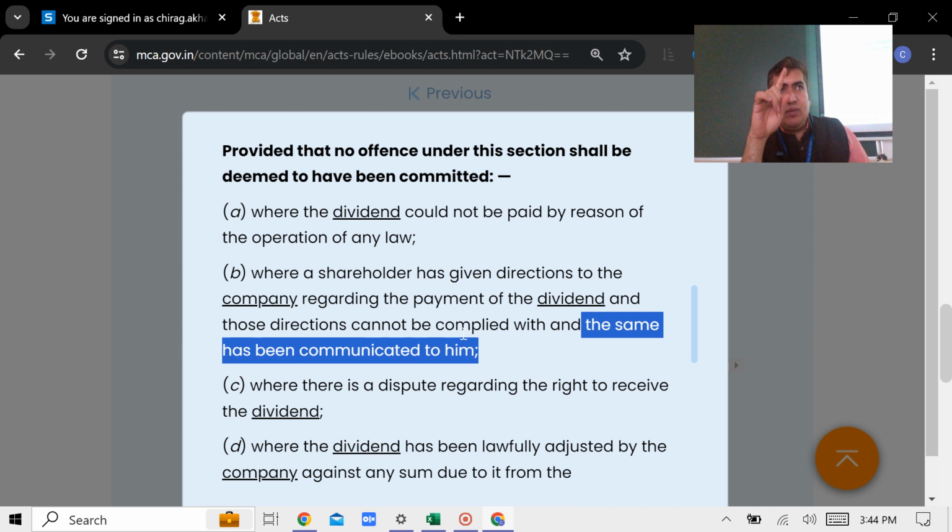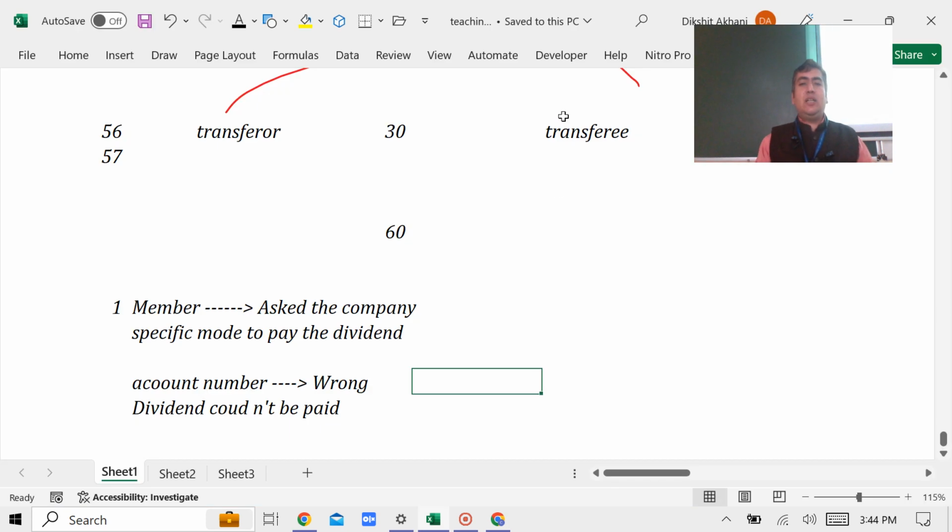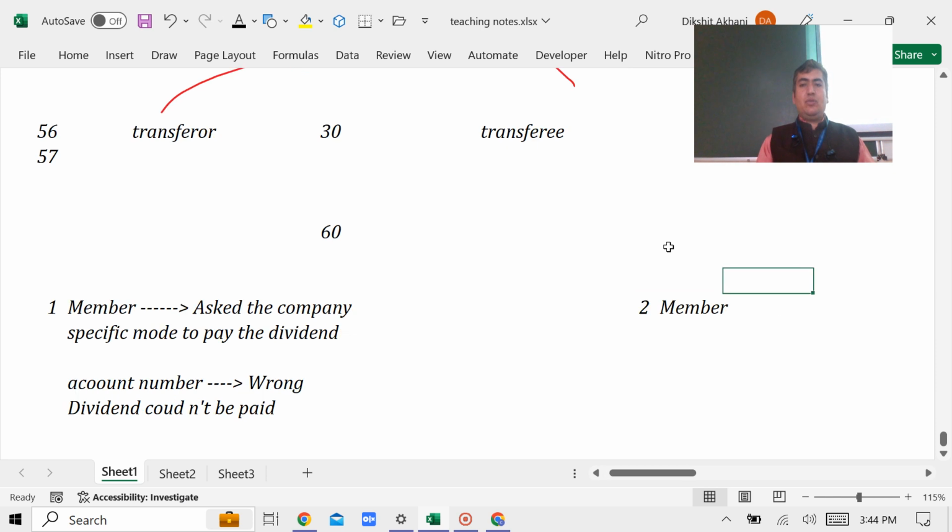Another question I want to tell, suppose there is a member's total due dividend is 1 lakh rupees, but a member at the same time is a customer of the company also, and he is liable to pay to companies 1 lakh.